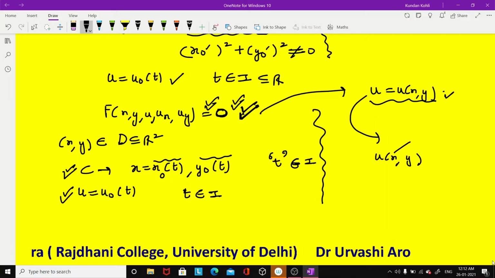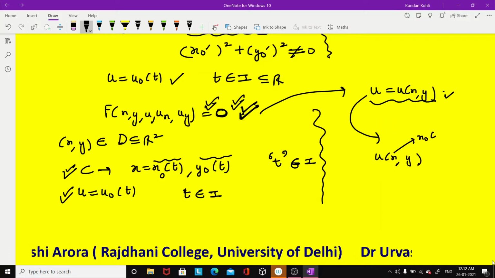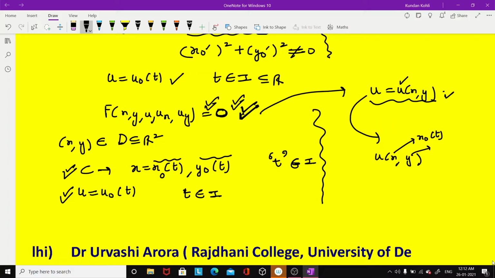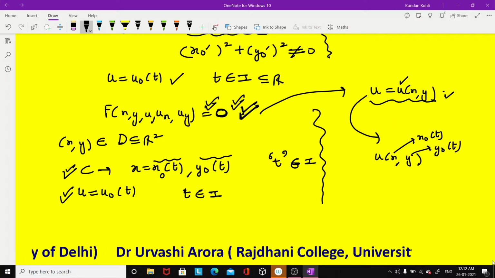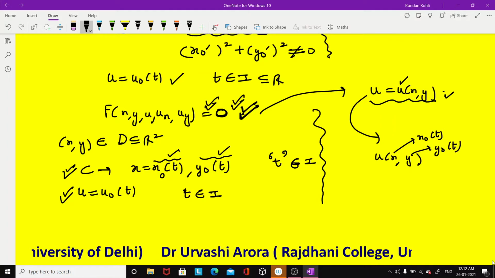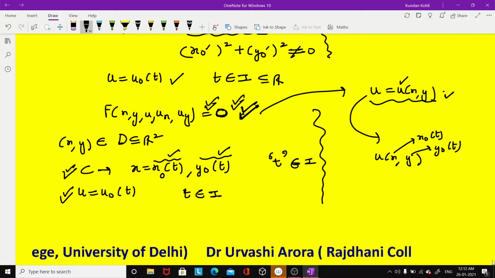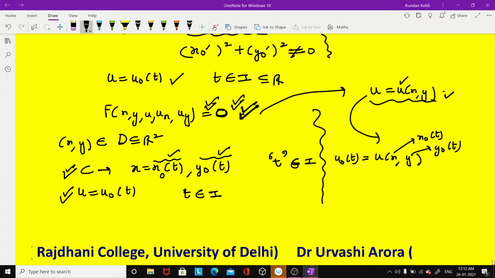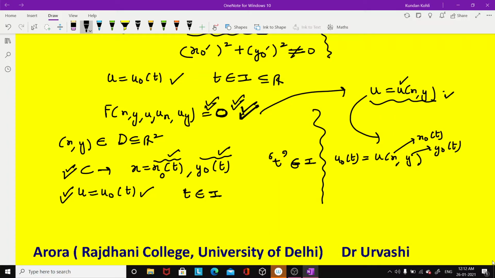That additional condition is that when you put x as x naught t and y as y naught t in this u, where x naught t and y naught t are these functions, the value that you get back should be equal to u naught t, which is the prescribed value. So this must happen.